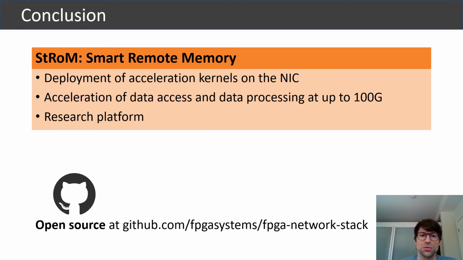With this, I'd like to conclude this presentation. StRoM allows the deployment of acceleration kernels on the NIC, providing data access and data processing acceleration. The flexibility of StRoM kernels makes them suitable for a wide range of operations and applications.